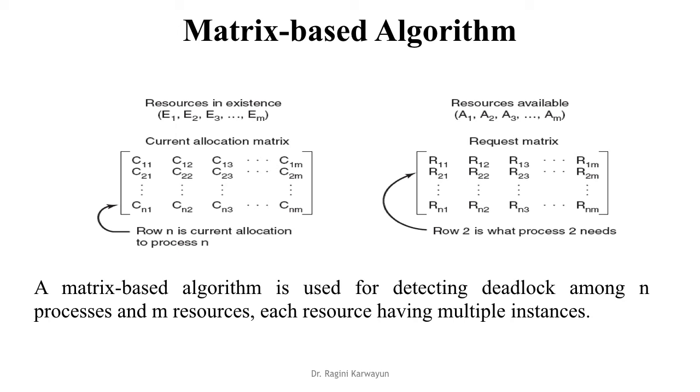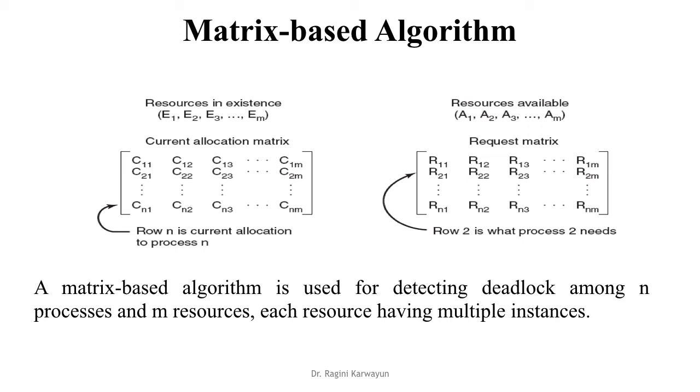Now we will discuss the matrix based algorithm. In this algorithm we have two matrices and two vectors. The first matrix is the allocation matrix. We have one row for each process and one column for each resource, and each entry, for example the C12 entry in the allocation matrix, will indicate the instances of resource type 2 allocated to process 1. Similarly, C22 will indicate the number of instances of resource 2 allocated to process P2, and so on. So row n is the current allocation to process n.